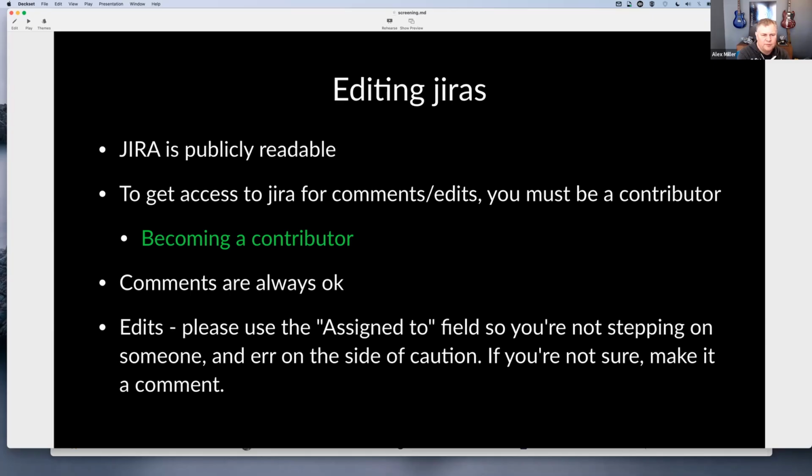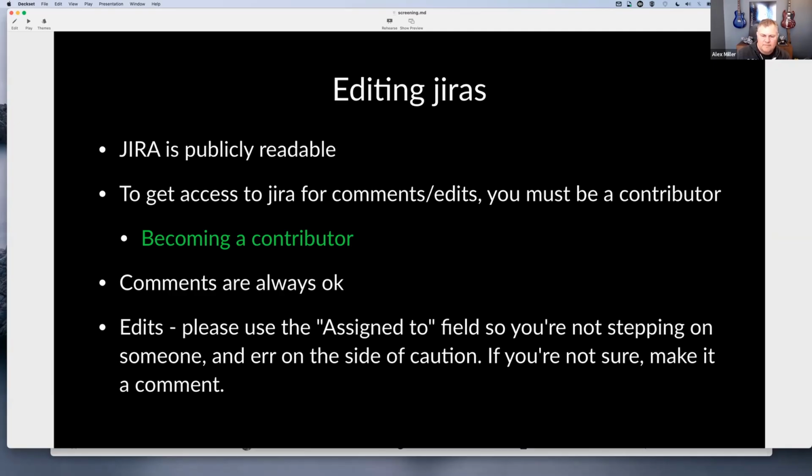So generally we reserve access to Jira edits for contributors that are actually working on something. So if you're in this meeting, then you're probably interested enough in working on tickets that it's okay to have that. I can just see from the list that many of you are already contributors and have access. But follow the becoming a contributor section on the website to sign the contributor agreement and then request access to JIRA. That is the process to go through for that. As I said, comments are always okay. That's always fine on any issue.